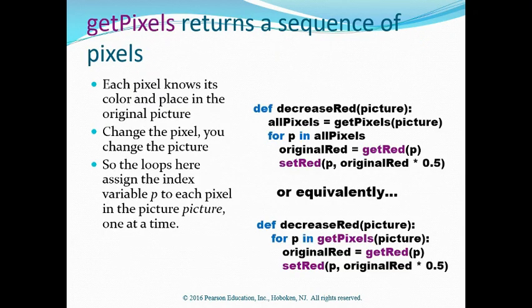Get pixels returns a sequence of pixels. Each pixel knows its color and place in the original picture. You can change the pixel, you can change the picture. So the loops here assign the index variable p to each pixel in the picture one at a time. So here we can see how we decrease red, and then the example of how we did it prior in the command area. You don't actually have to say all pixels, you can just get the pixels directly because get pixels returns a sequence of pixels. So in the top one, we have a variable all pixels, which is the returned array of get pixels, or we can just use that directly like in the bottom example.